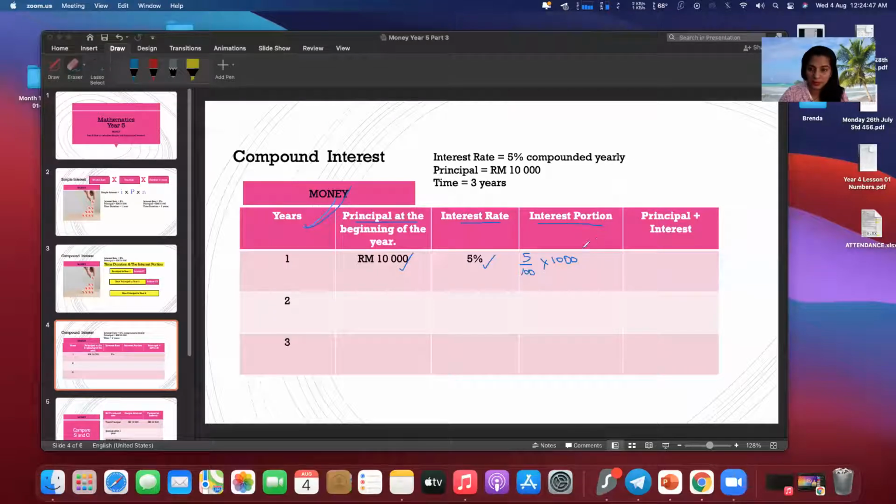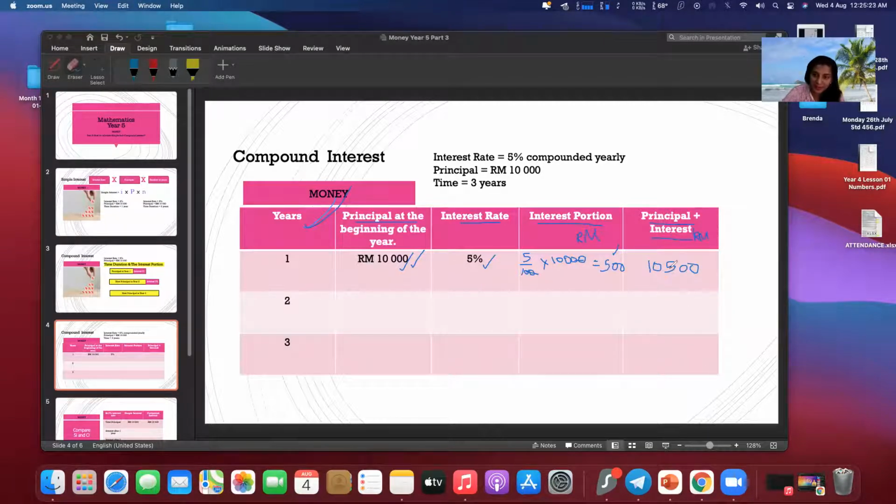So here we have 10,000. When you do this calculation, you cut 2 zeros, 2 zeros cut, so you have 500. I'm going to put the ringgit symbol up here so that everything I write here is in ringgit. So 500 is my interest. Now, what is the value of my principal plus the interest? That means at the end of the 1 year, how much money would I have? You take your 10,000 and add your interest, and you get 10,500. Understood? Again, I put my RM here, which means everything is in RM.